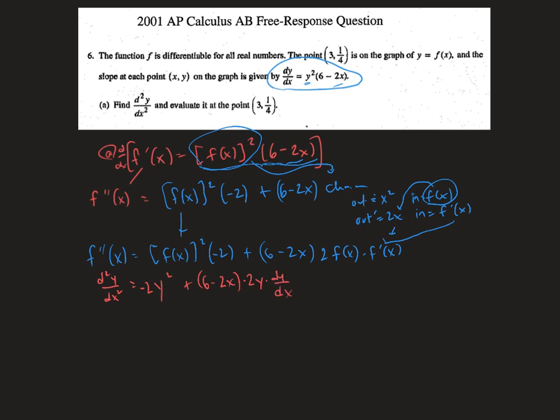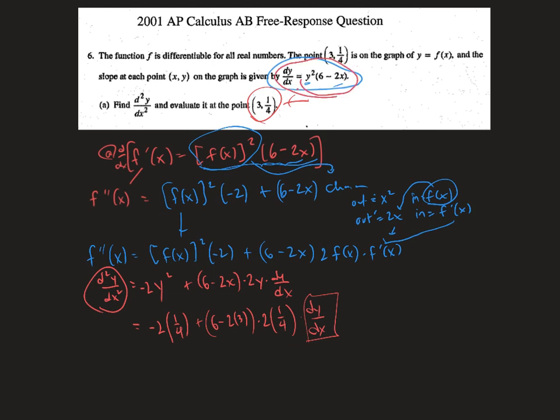All right, now we're trying to find the value of the second derivative at the point 3, 1/4. So obviously we're going to plug in 1/4 for all the y's and 3 for all the x's. Now, normally we would need to find dy/dx at the point 3, 1/4. Normally the way we would do that is we would plug 3, 1/4 into the first derivative, get that number, and plug it in here.